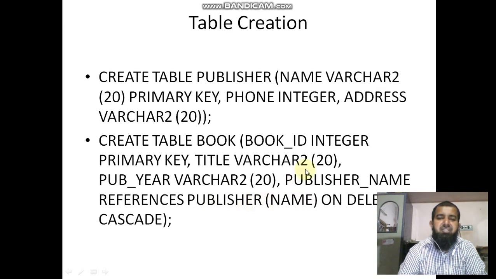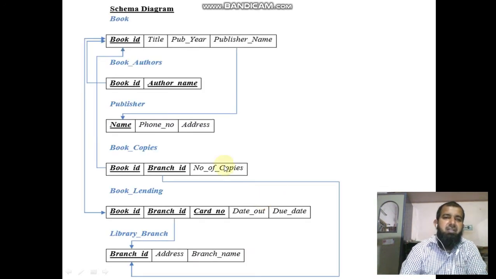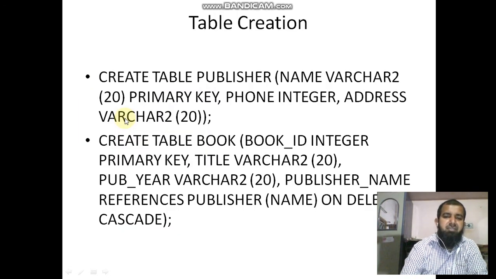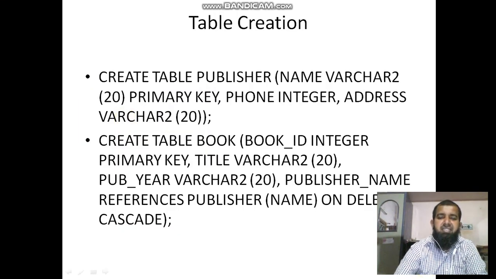Okay, so publisher name references publisher name, on delete cascade. Publisher name of the book table is a reference to what? Publisher name, the name of the publisher table. So here publisher name of the book table references name of the publisher table. Clear? On delete cascade: if you delete one record in one table, it is automatically deleted in the other table also. That is the reference.